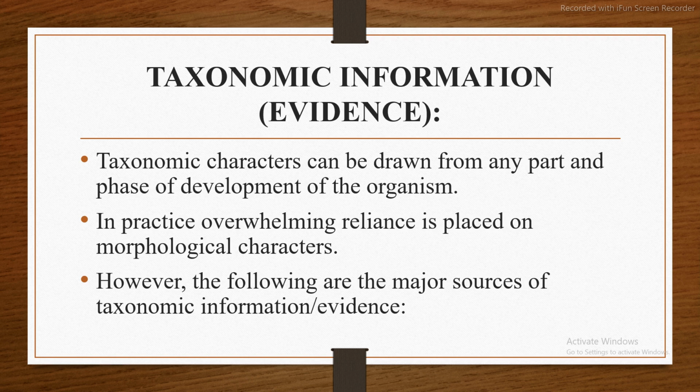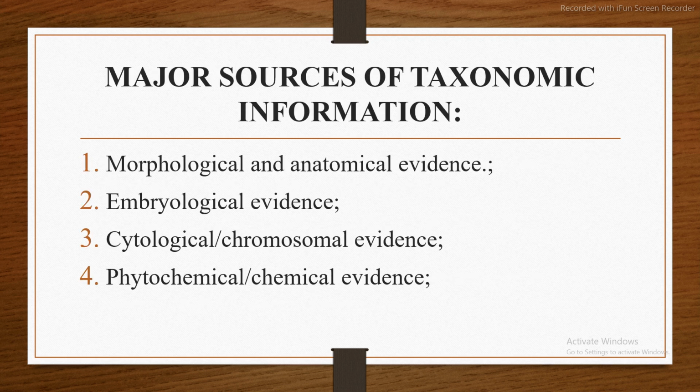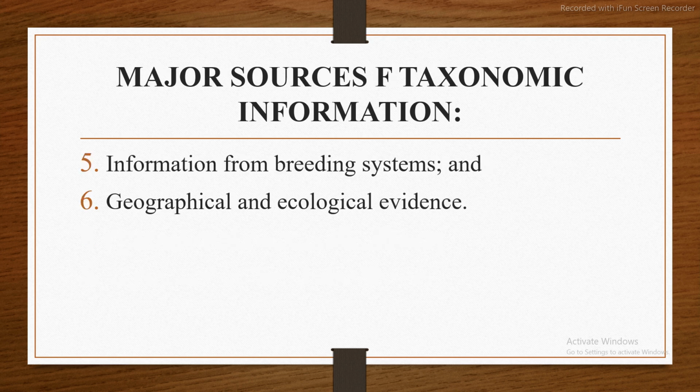Next topic is taxonomic information, which is also called taxonomic evidence. Taxonomic characters can be drawn from any part and phase of development of an organism. In practice, overwhelming reliance is placed on morphological characters. However, the following are the major sources of the taxonomic information or evidence. First is morphological and anatomical evidence, embryological evidence, cytological or chromosomal evidence, phytochemical or chemical evidence, information from breeding systems, and geographical and ecological evidence.